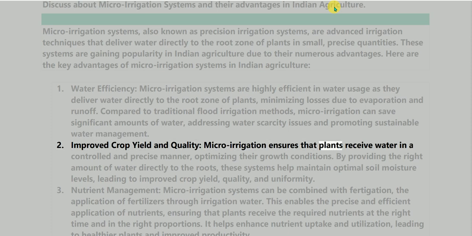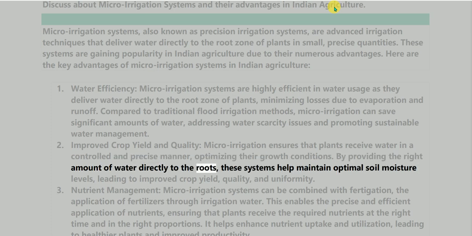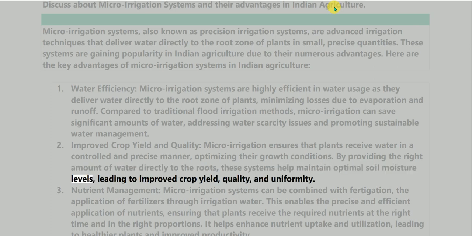Micro-irrigation ensures that plants receive water in a controlled and precise manner, optimizing their growth conditions. By providing the right amount of water directly to the roots, these systems help maintain optimal soil moisture levels, leading to improved crop yield, quality, and uniformity.